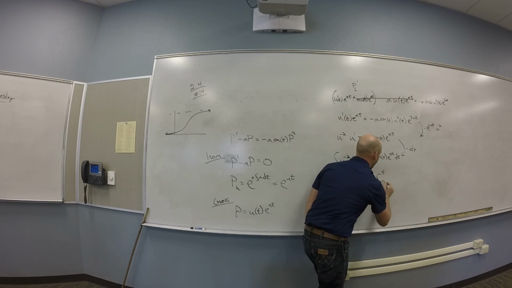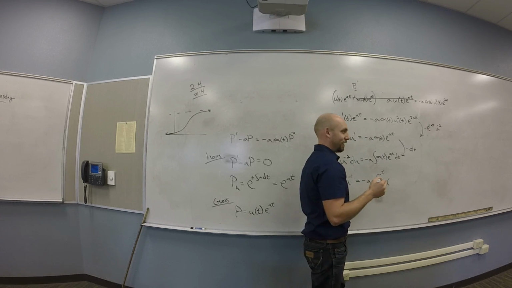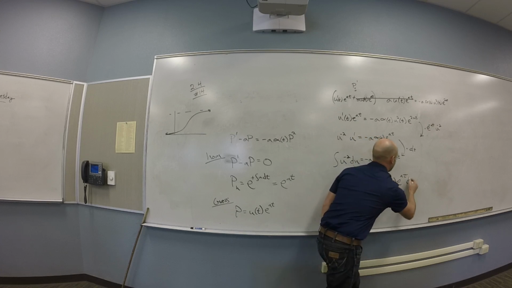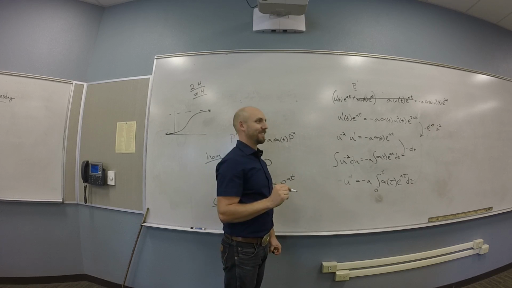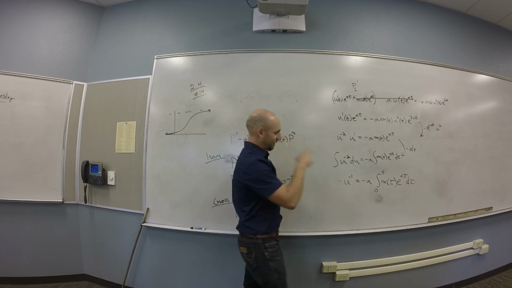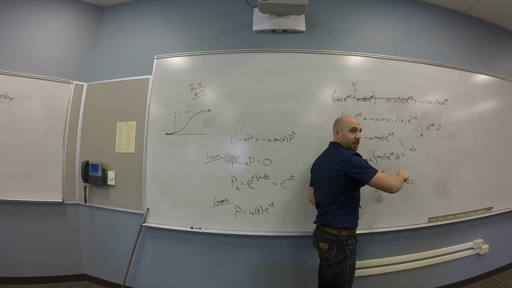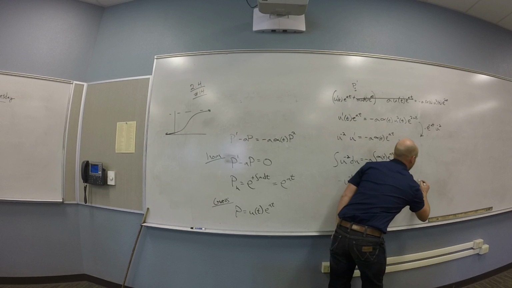t, alpha of, what's your choice for a dummy variable? Tau, I think, would be the standard choice in this case. So alpha of tau e to the a tau d tau. Okay, and then this dude here is the antiderivative of that thing according to the fundamental theorem of calculus part 2, right? And then there's also a plus a constant.